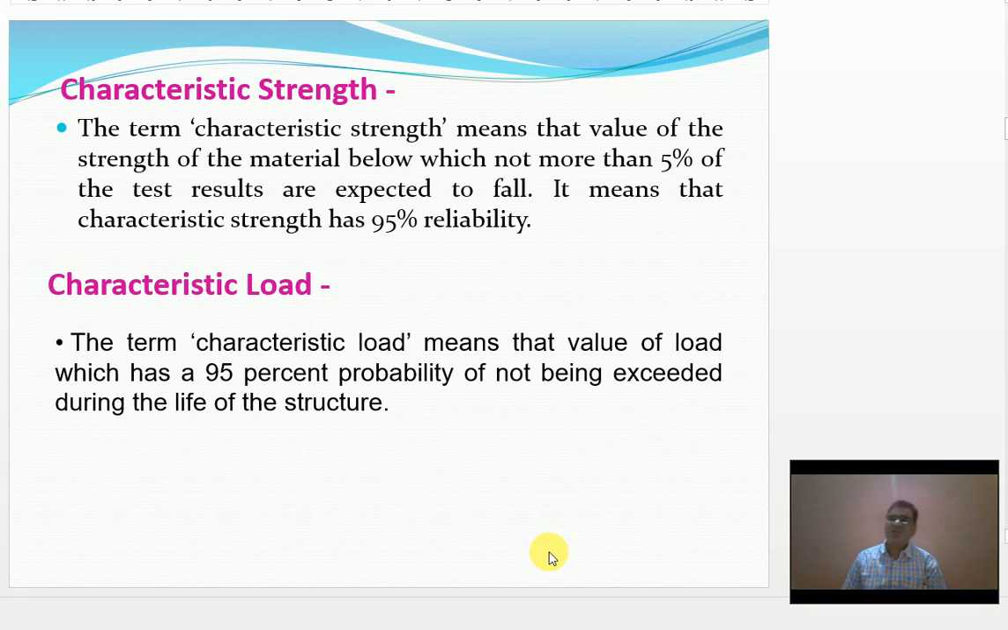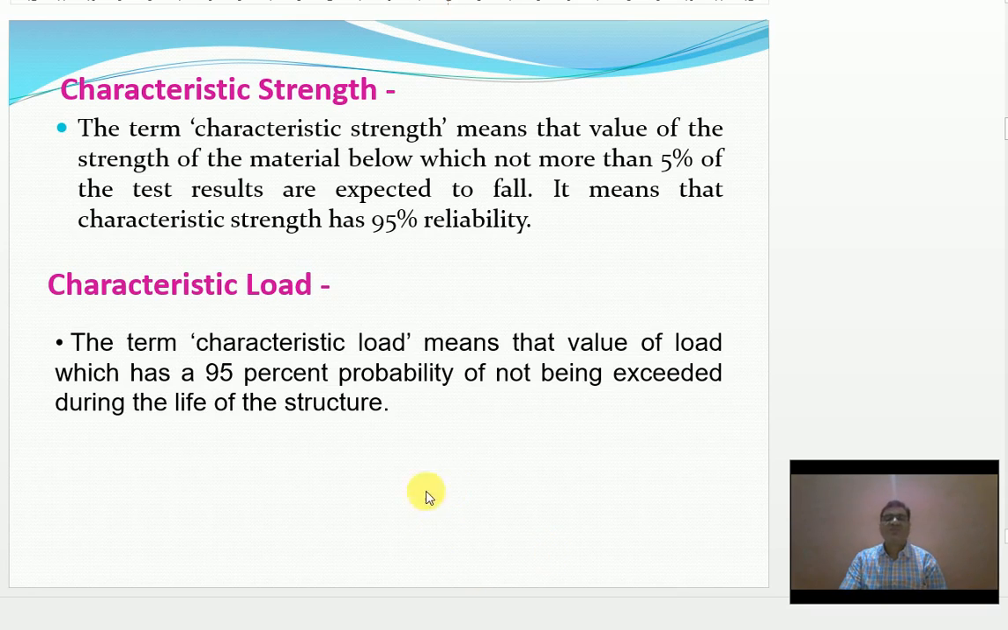So you have to take such a value of live load, which is also called imposed load, so that I can ensure that during the entire lifespan of the structure, the load will not exceed the value considered during the design. That probability is almost 95% or more, so only 5% chances are there that the load may exceed the design load.